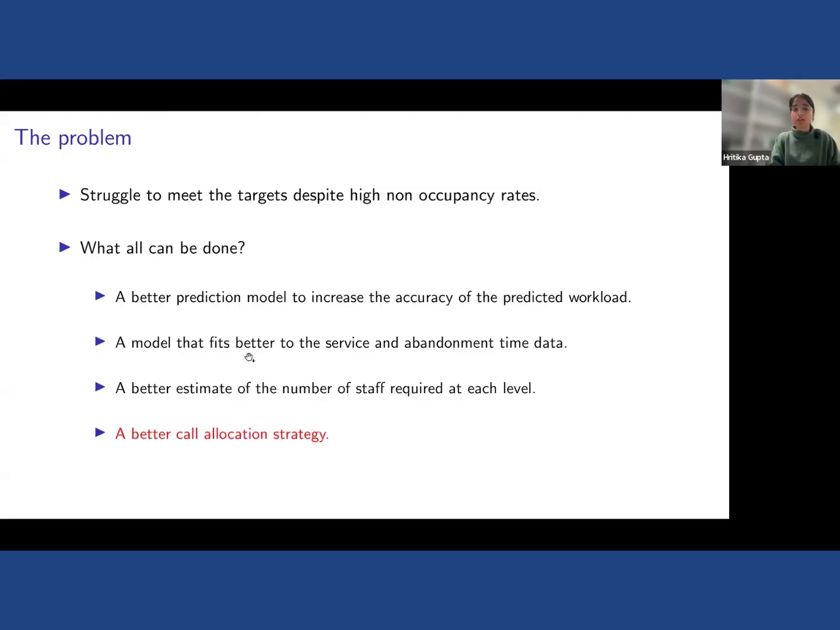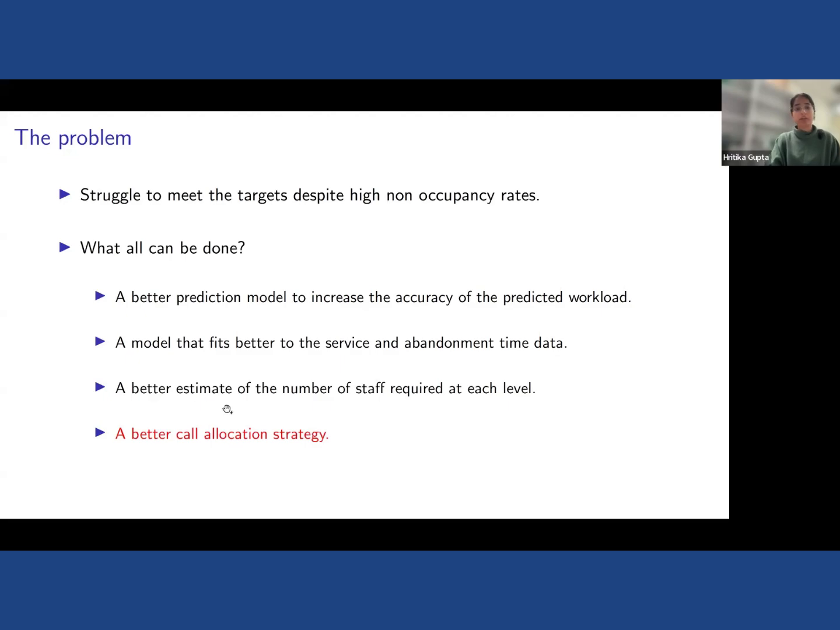You could find a better model that fits the service and the abandonment time data. Again, using the past data, you can be better prepared on how much time it will take to serve a customer or how much patience level your customers have.